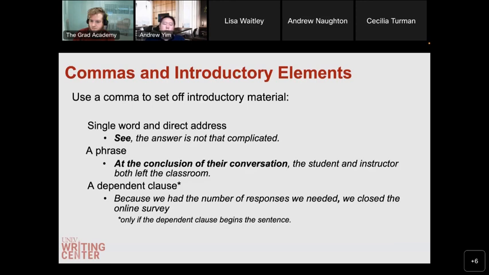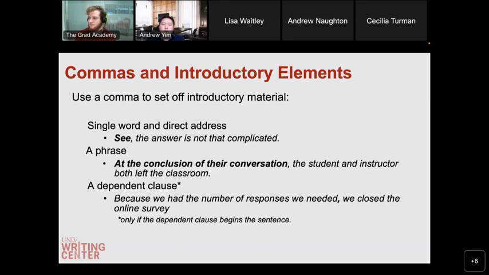Sometimes with a phrase that is not a complete sentence, you might also have to use a comma: "At the conclusion of their conversation, comma, the student and instructor both left the classroom." And then finally, you might use a dependent clause, where the dependent clause is "Because we had the number of responses we needed, comma, we closed the online survey."